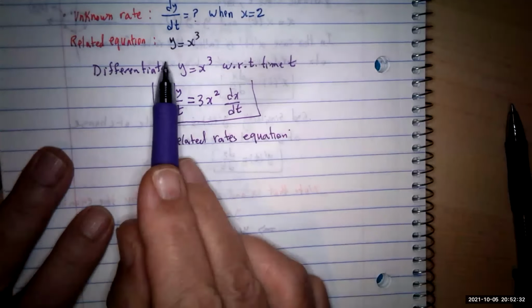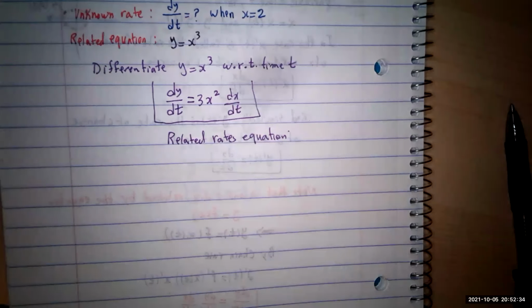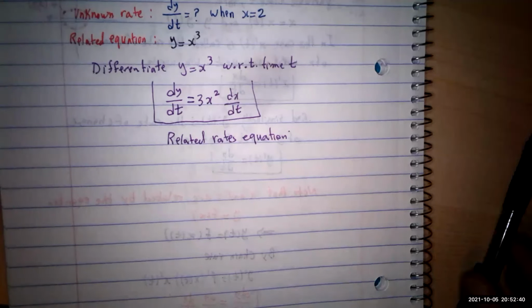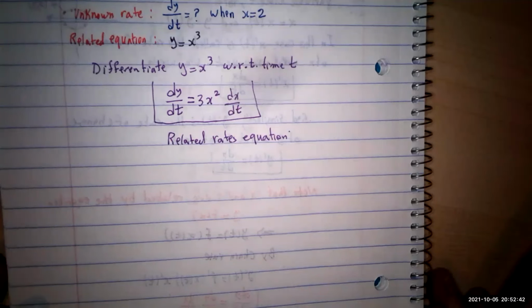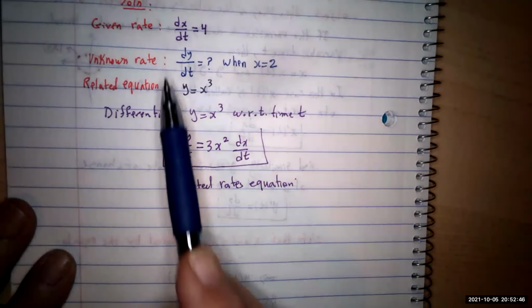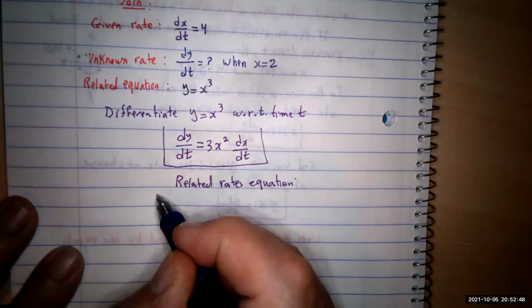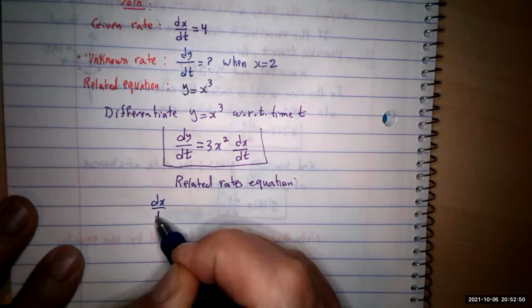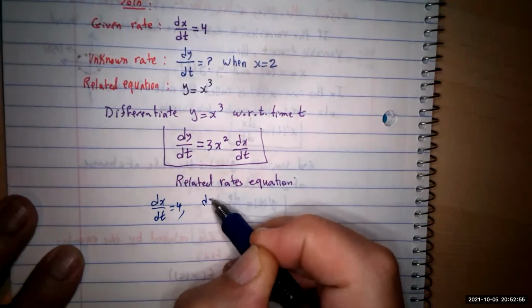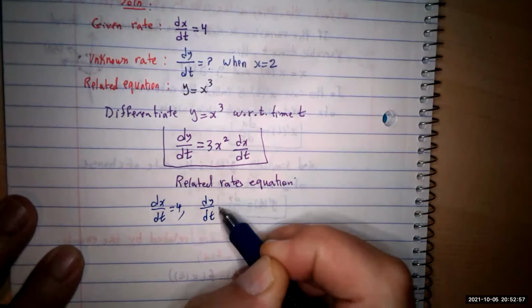You see, the given equation is just a given equation. When you differentiate it, it's going to be a related rates equation. Now you are ready to get your result. So put the known here. So what do you have? You have dx/dt, you see, dx/dt is equal to 4.